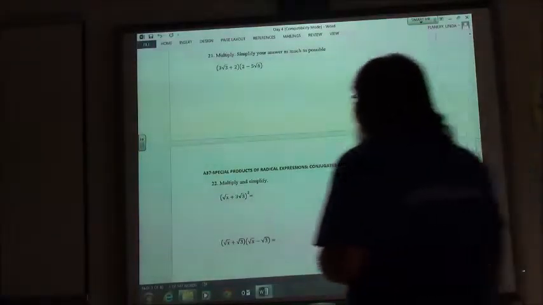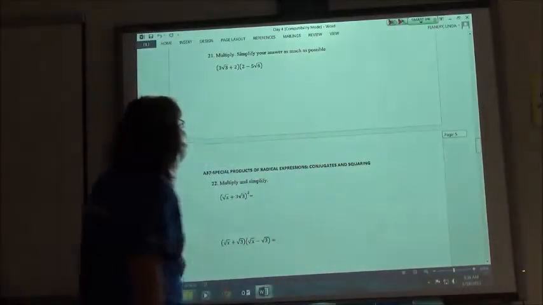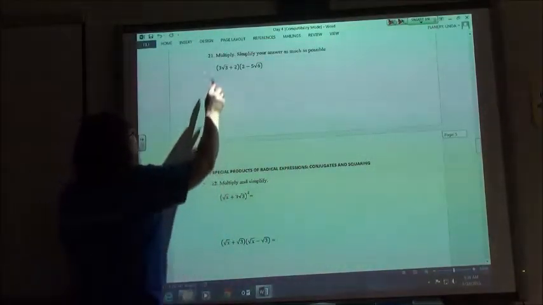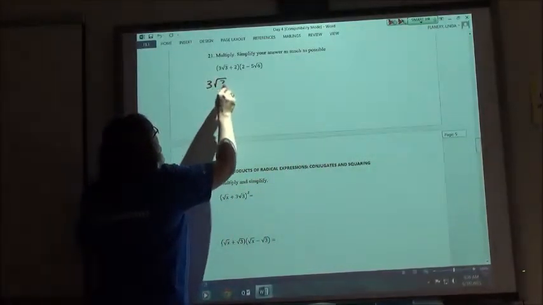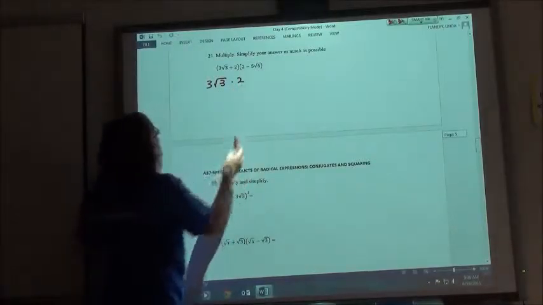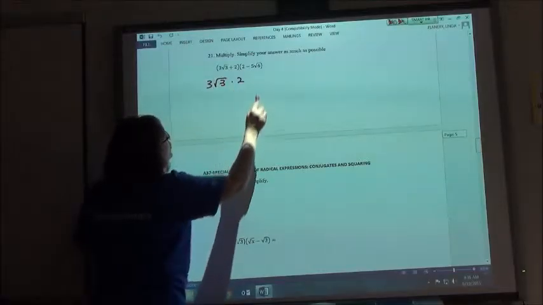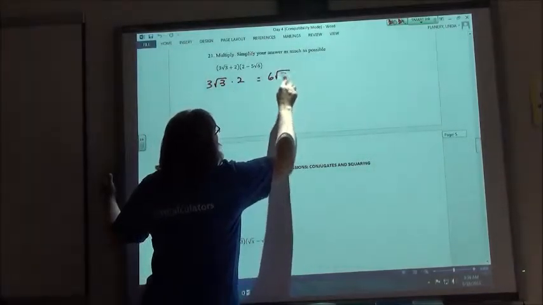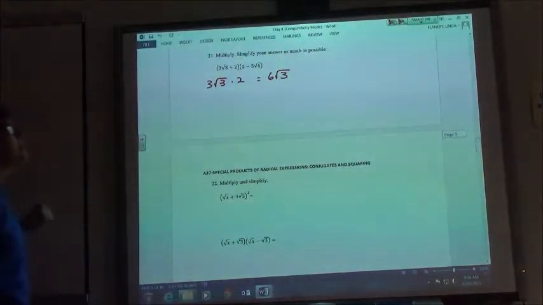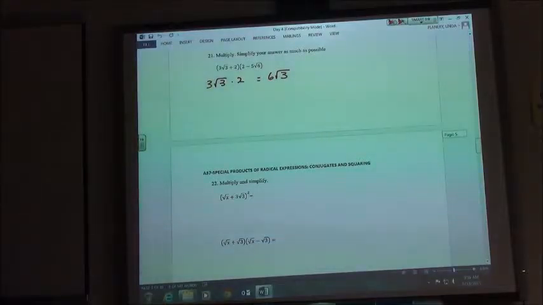So in number 21, we're going to multiply that one out. So again, we're going to do our foiling. We're going to take 3 square root of 3 times 2. There's no square root behind that, so I'm just taking the 3 times the 2 and getting 6 square root of 3. Just like if I took 3x times 2, I get 6x.